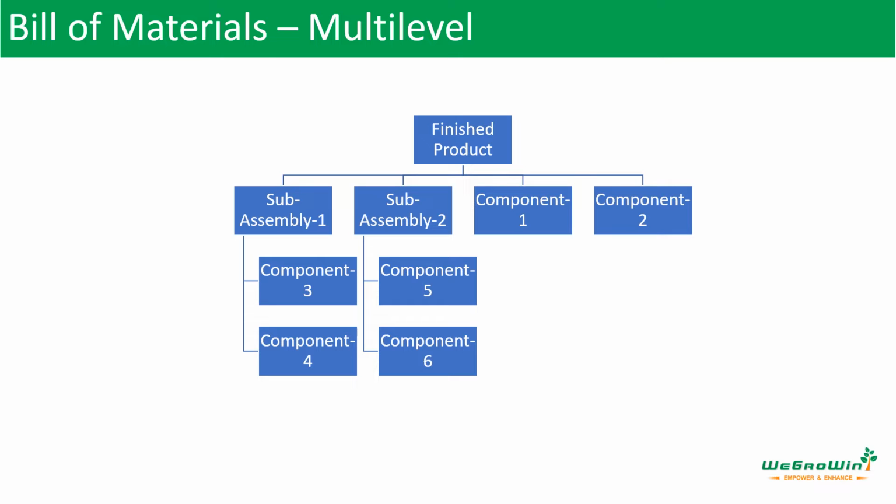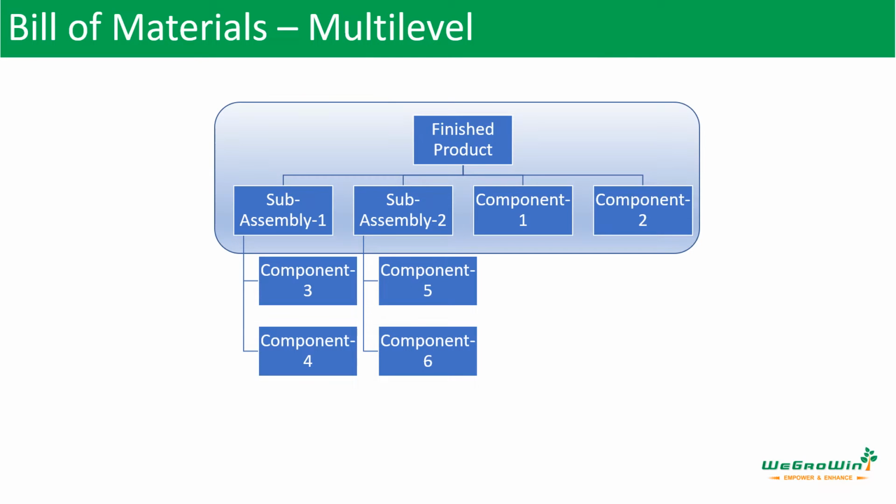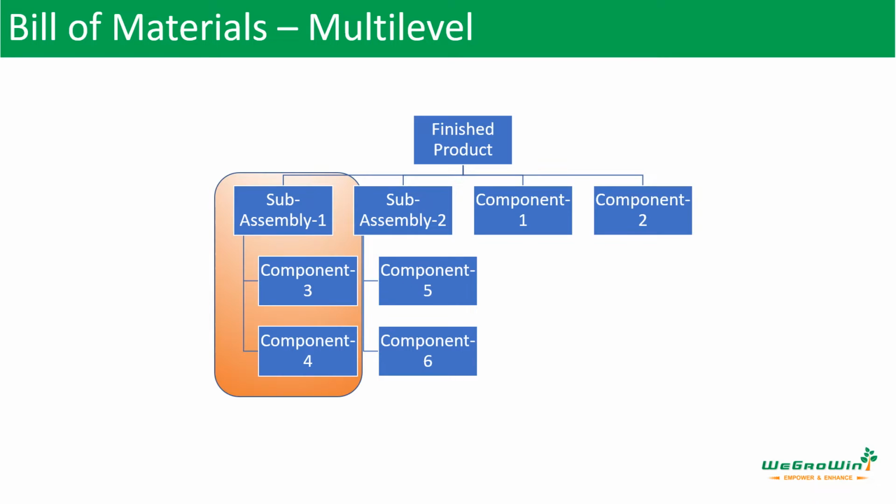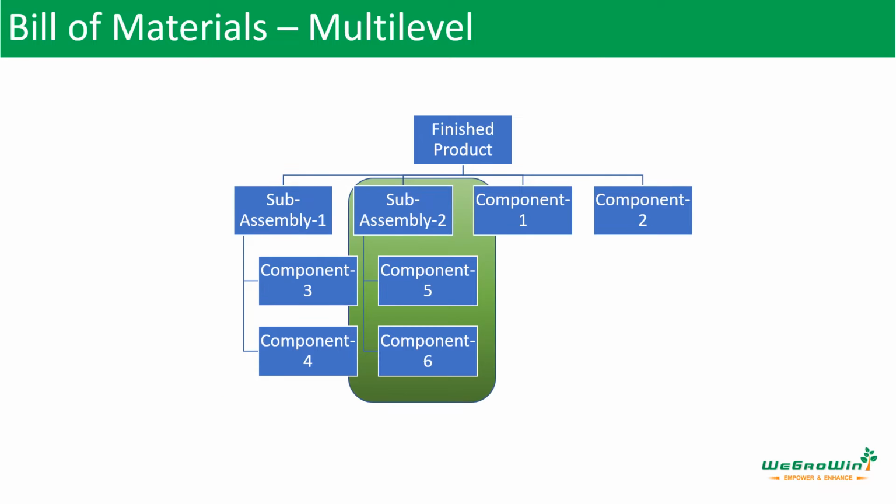Also we have multi-level bill of materials. Continuing from the same example, we have the finished product. To produce the finished product, we need sub-assembly 1, sub-assembly 2, component 1, and component 2. At the same time, to produce the sub-assembly, we need component 3 and component 4. To produce sub-assembly 2, we need component 5 and component 6.